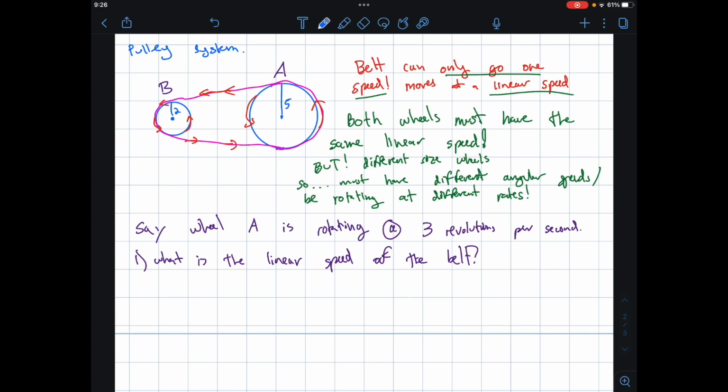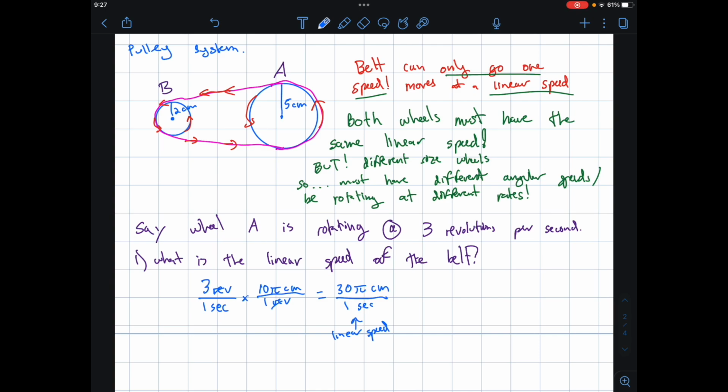A is going at 3 revolutions per second, so we can say 3 revolutions every 1 second, times the circumference, which is the linear distance of 1 revolution. That's 2 times 5 times pi, which is 10 pi centimeters for every 1 revolution. It goes 1 circumference in 1 revolution. And so we end up with 30 pi centimeters in 1 second. And that is the linear speed of A.